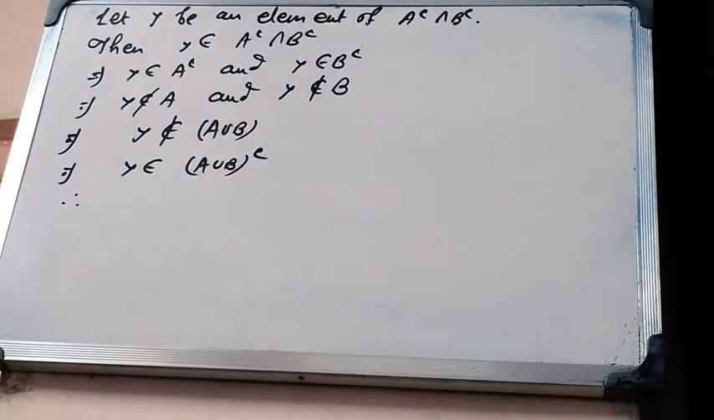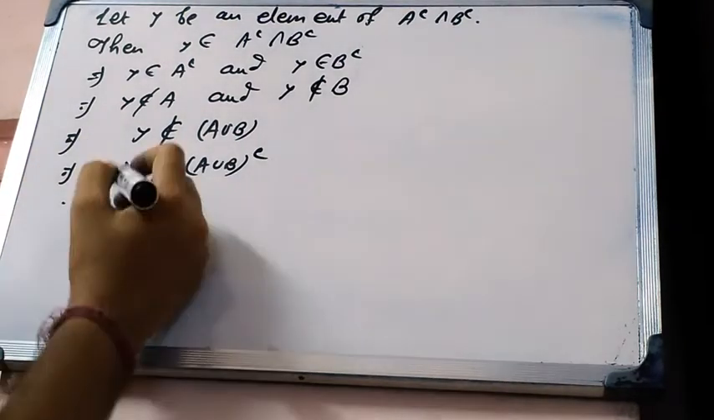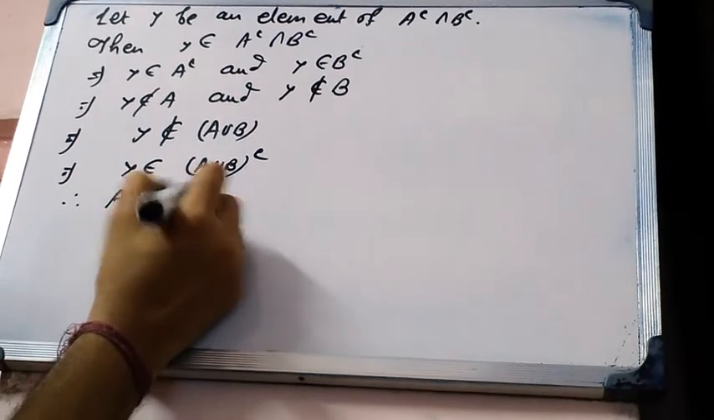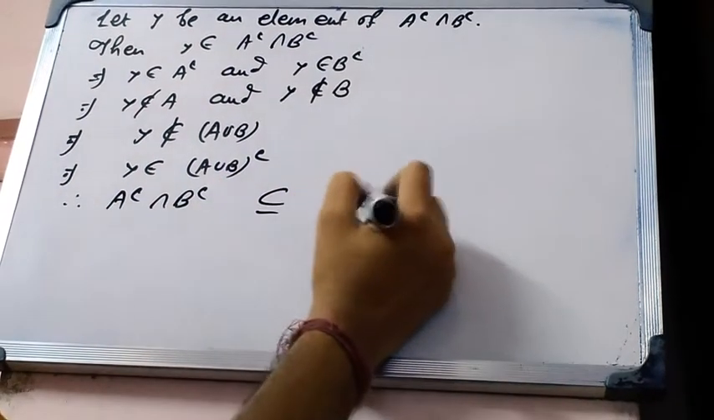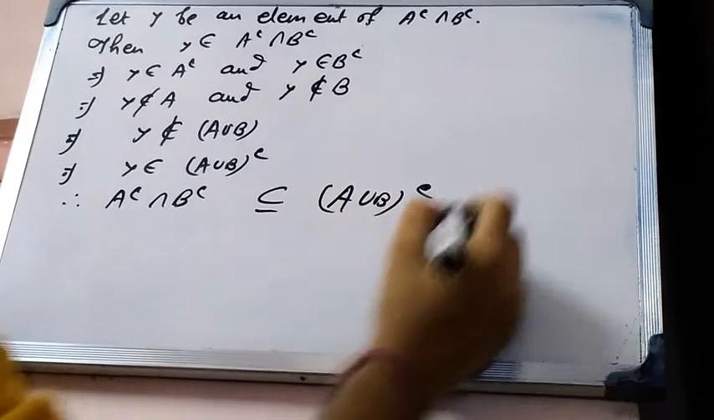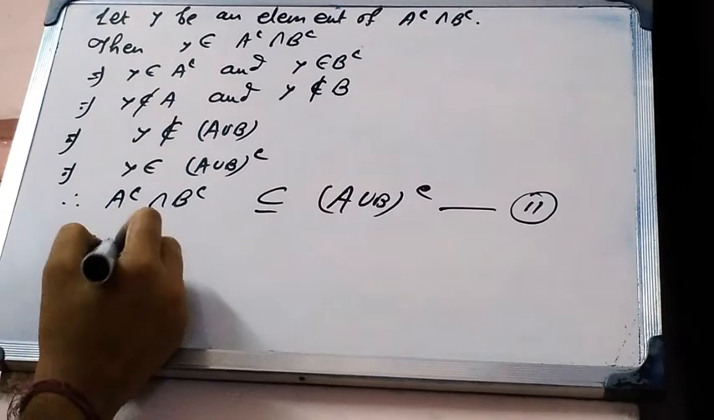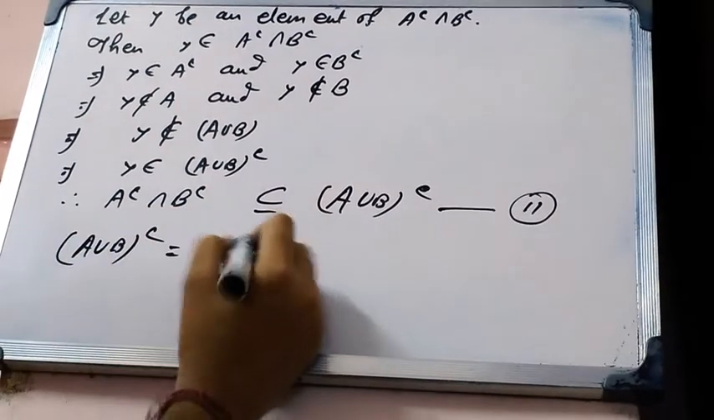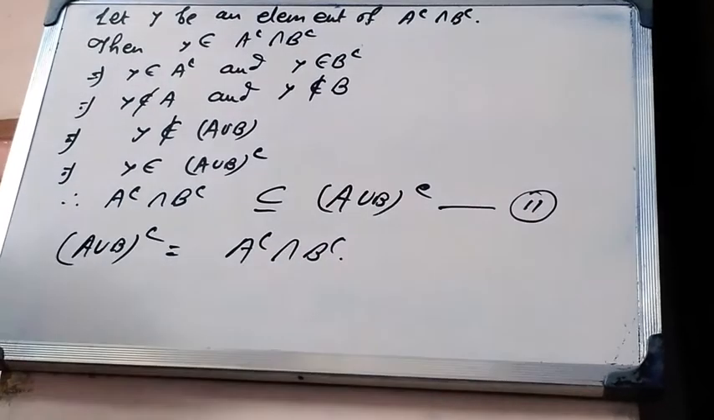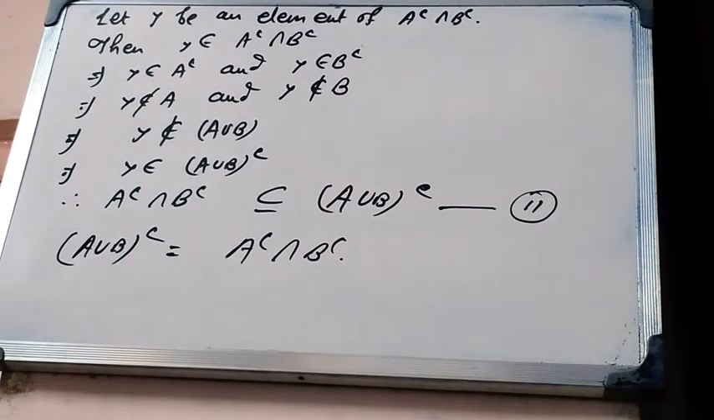And so y does not belong to A union B means y belongs to A union B whole complement. So y was an element of A complement intersection B complement, and we have proven that y belongs to A union B whole complement. So we can say that A complement intersection B complement is a subset of A union B whole complement. It's number 2. Now combining 1 and 2, we can say A union B whole complement is equal to A complement intersection B complement. So this was the required proof. So the first part of De Morgan's law we have proven, and the second part is remaining for you. Do it yourself.